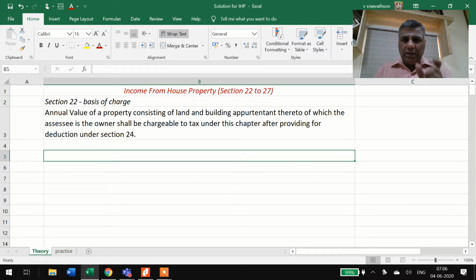The term annual value is the key factor here. I will come to that term a little later, some 30-40 minutes later. Please keep it there. Annual value of a property.